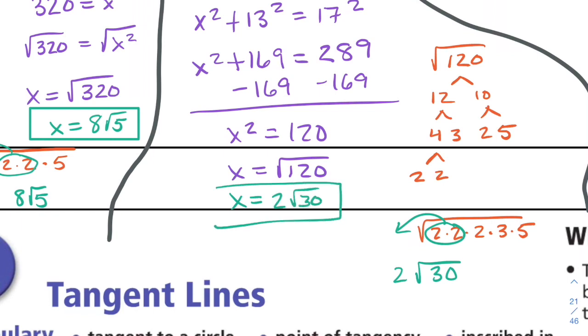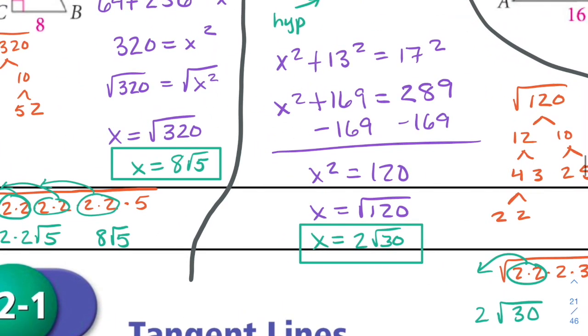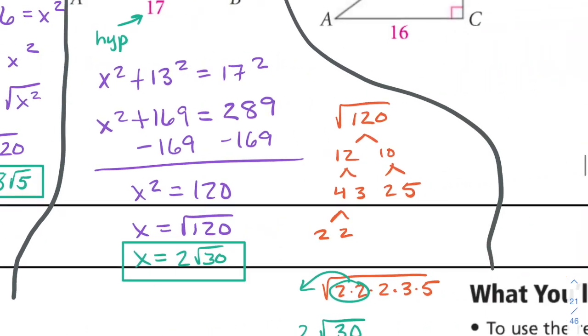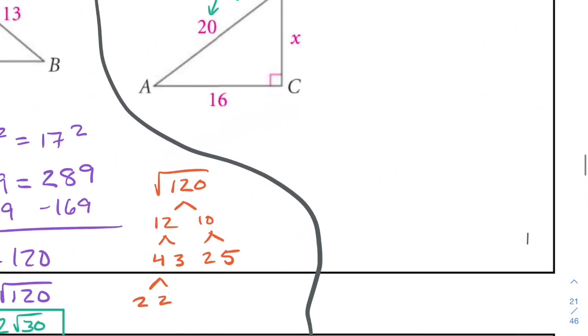Now you could have used the greatest perfect square for these. Like 120 is 4 times 30. So the square root of 4 is 2. Like this one, 320, it could have been 64 times 5. Yeah, and so the square root of 64 is 8. If that method's easier for you.